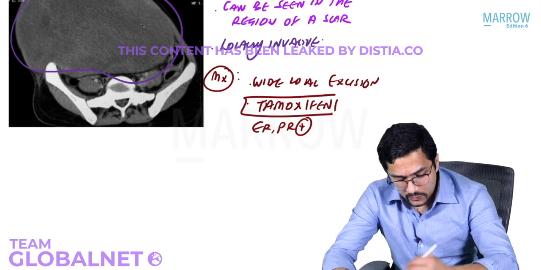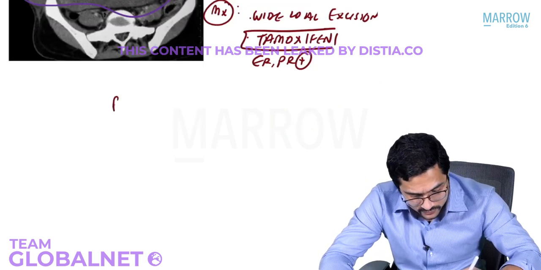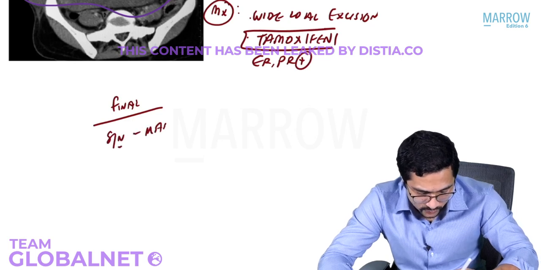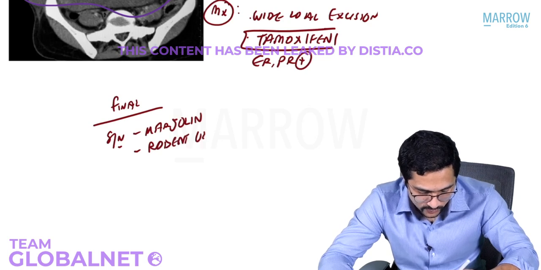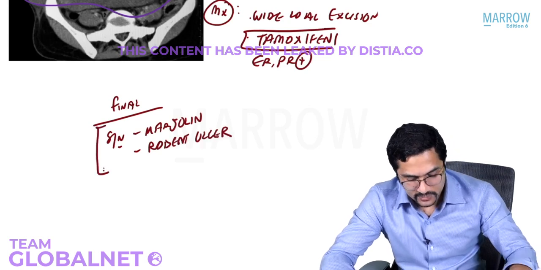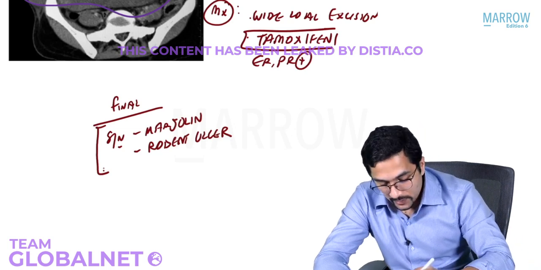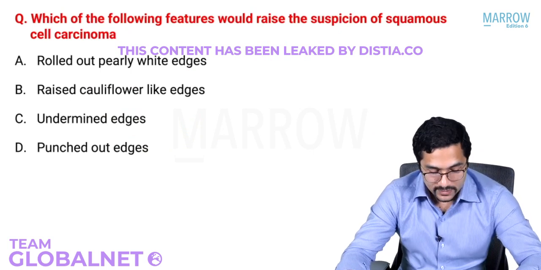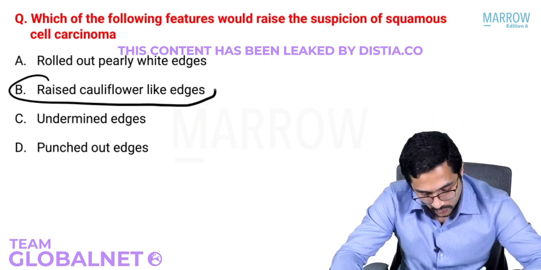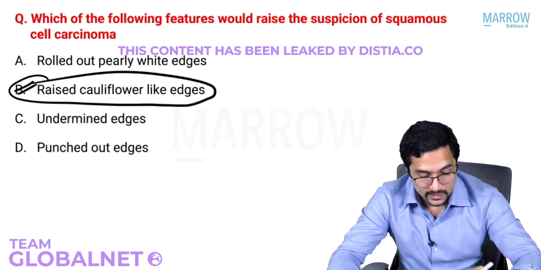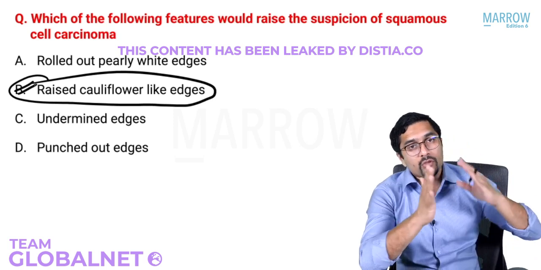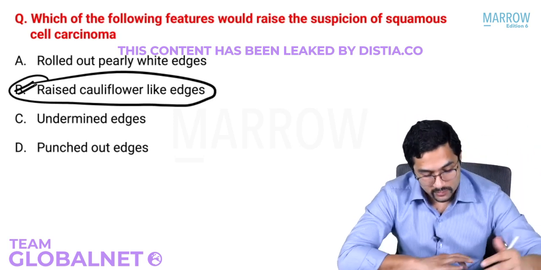Let's do some MCQs. Before that, for final year students, the short notes which are usually asked are Marjolin's ulcer and rodent ulcer. Rodent ulcer, you know, is basal cell carcinoma. These are the two short notes which you should remember from this module. Which of the following features would raise suspicion of a squamous cell carcinoma? We know raised cauliflower-like edges are squamous cell. This I've covered in the common ulcer module, and when you're watching this module, I want you to correlate it with the common ulcer module as well.